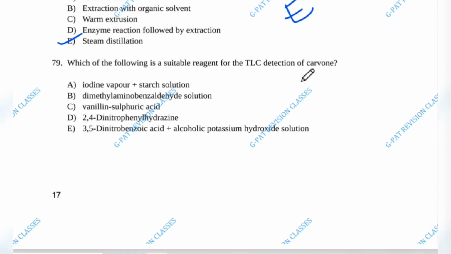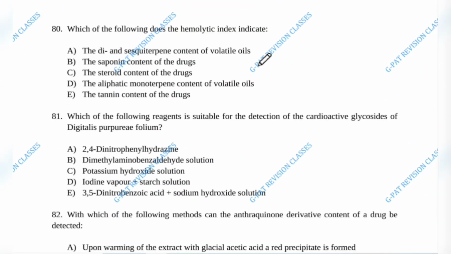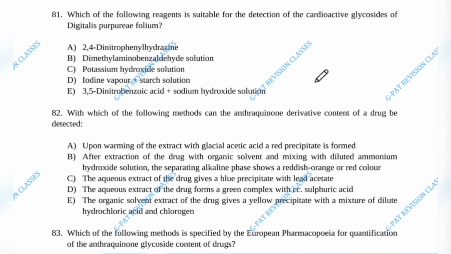Next is question number 79. Which of the following is a suitable reagent for the TLC detection of carbonyl compounds? The answer is D. 2,4-dinitrophenylhydrazine. Okay. Next is question number 80. Which of the following does the haemolytic index indicate? The answer is B. The saponin content of the drug.